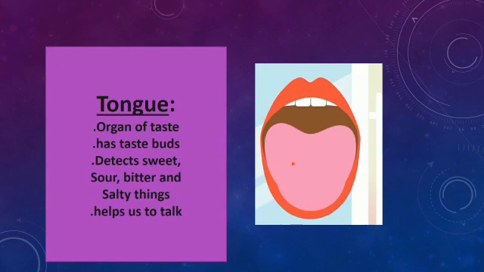This is a tongue and it's an organ of taste. The tongue helps us to taste things. The tongue is covered with tiny pores on it, small bud-like structures on it. And these small pores or buds are called the taste buds. These taste buds tell us whether something is sweet, sour, bitter, salty or hot. The tongue also helps us to talk. When the tongue moves, we are able to talk.